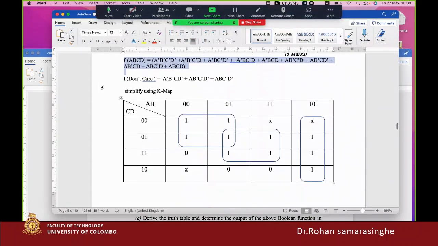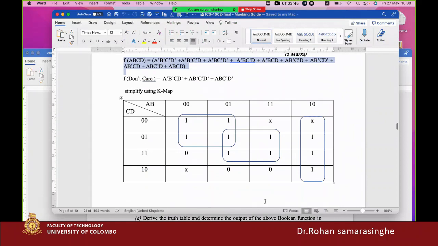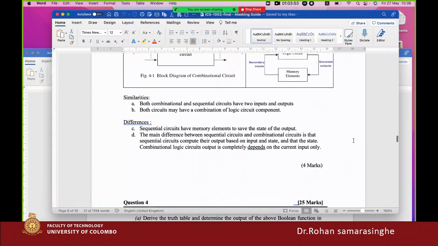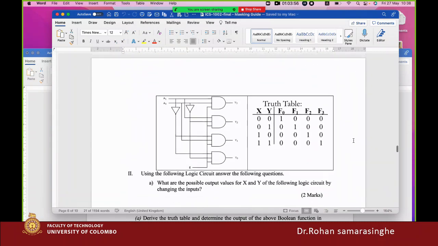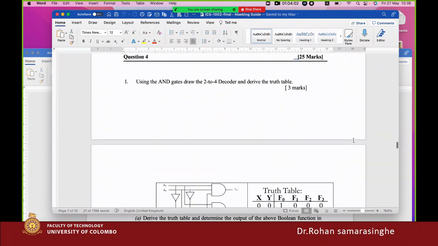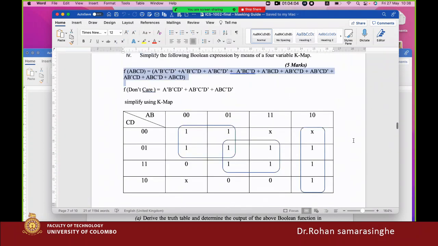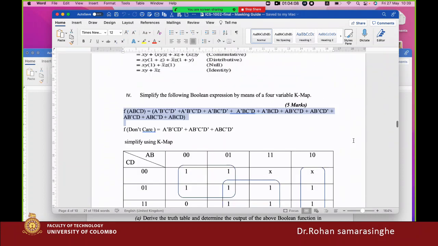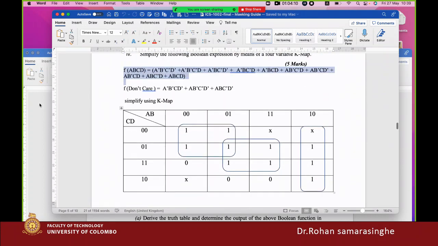You can get the K-map and simplify. This time there is one question for this. You can get 10 to 15 marks. So please prepare for this, the Boolean simplification as well as this K-map.